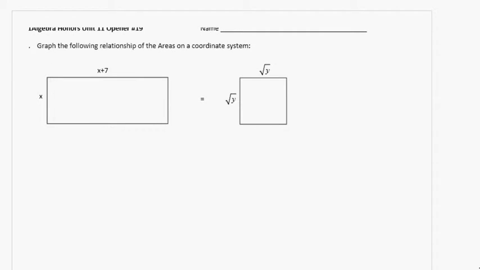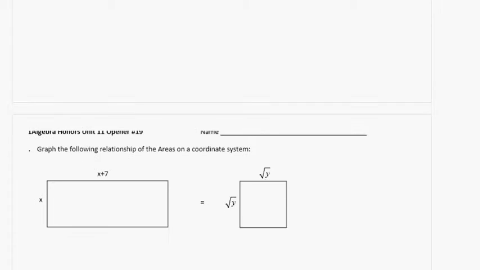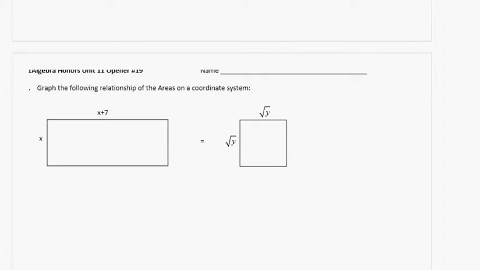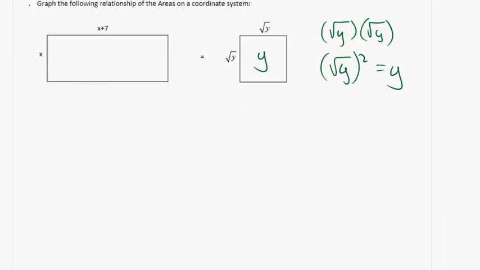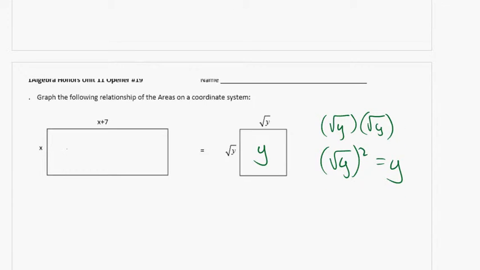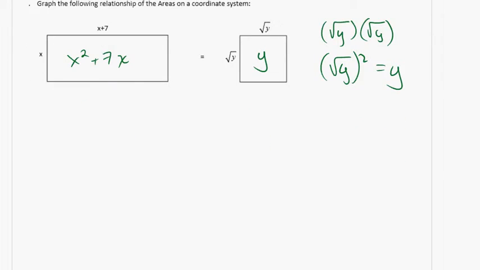On problem 19, now we have an equality, and we're trying to figure out how to graph the following relationship. Well, you'll notice that square root of y times square root of y is the same as square root of y squared, which is just y. So here the area is y. So we have y equals something, and we're trying to figure out what it equals and how to graph it. Because remember, we know the area of this is x squared, but I don't quite know how to graph that without a graphing calculator. So how could we graph this?